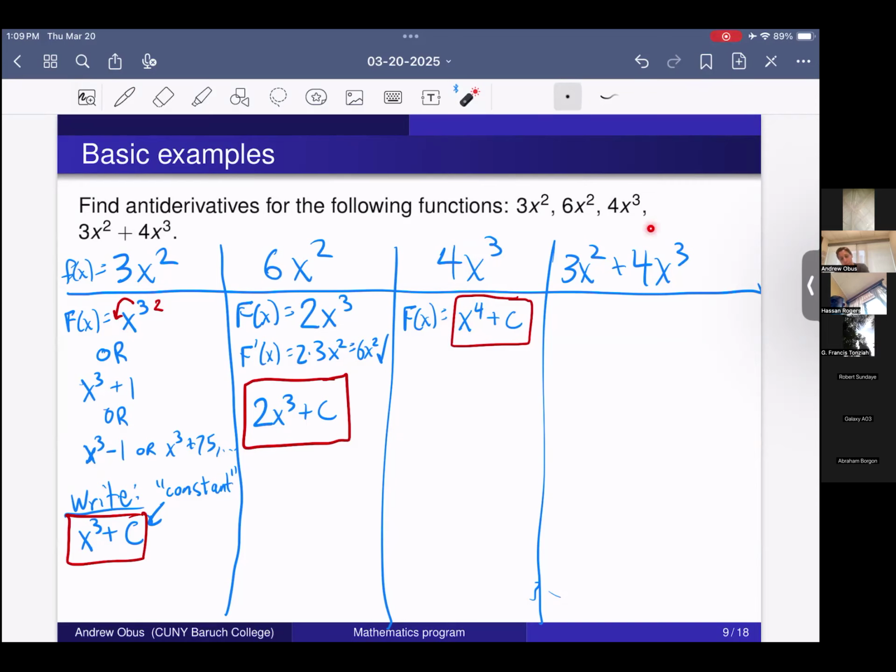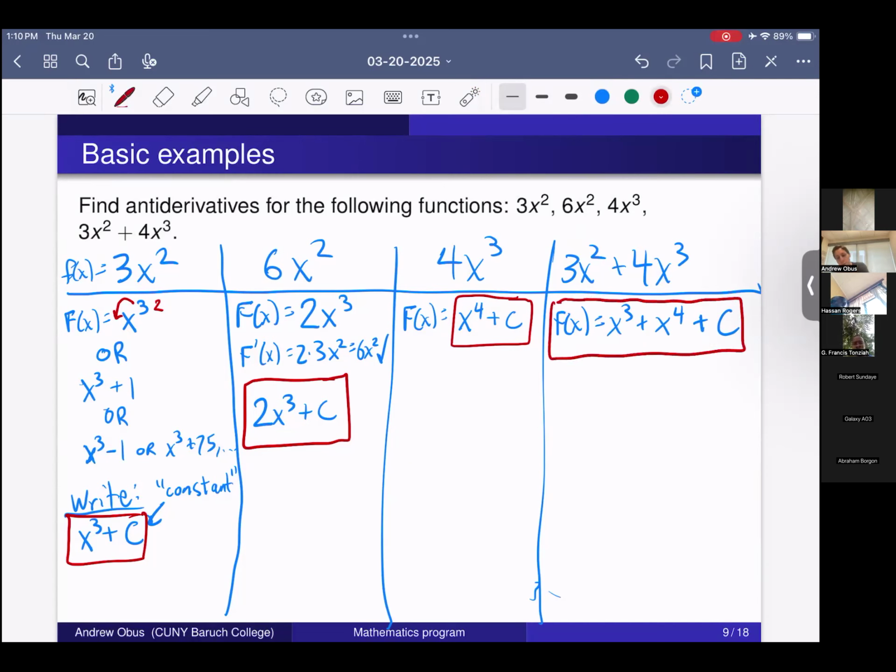And now lastly, 3x squared plus 4x cubed. Well, we know that taking the derivative of x cubed gives us 3x squared. Taking the derivative of x to the fourth gives us 4x cubed. So what function is going to give us 3x squared plus 4x cubed? So Princeton wrote it exactly right. We're going to have f of x equals x cubed plus x to the fourth. And you wrote two c's, but usually we just collect all the c's at the end. We just write one c at the end. Whatever you do, you have one constant of integration. So exactly right.